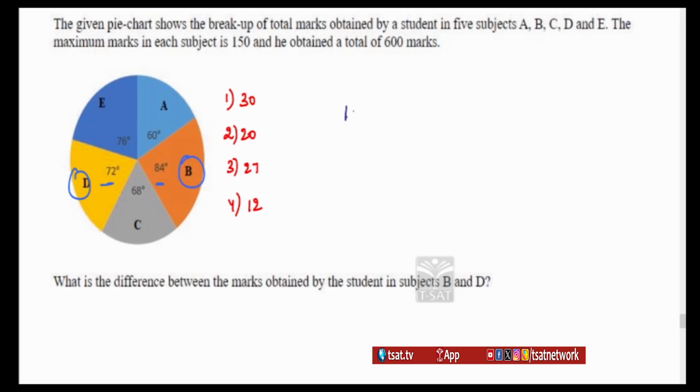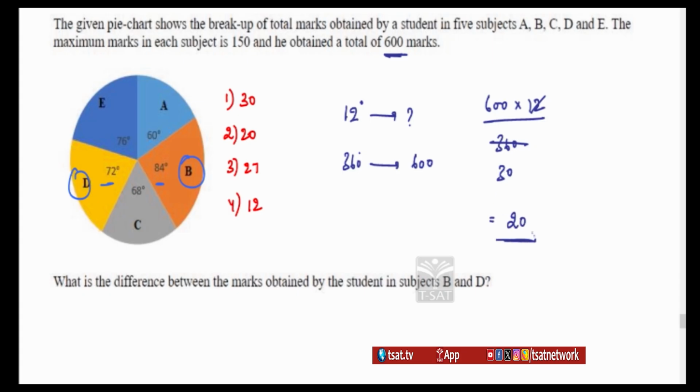12 degrees. We know total marks is 600, that is 360 is 600. What is 12? Cross multiply. 600 into 12 by 360. 1s 30s. It is just 20 marks is the difference. In terms of degrees, it is 12 degrees. In terms of marks, it is 20. So it's a very simple graph.